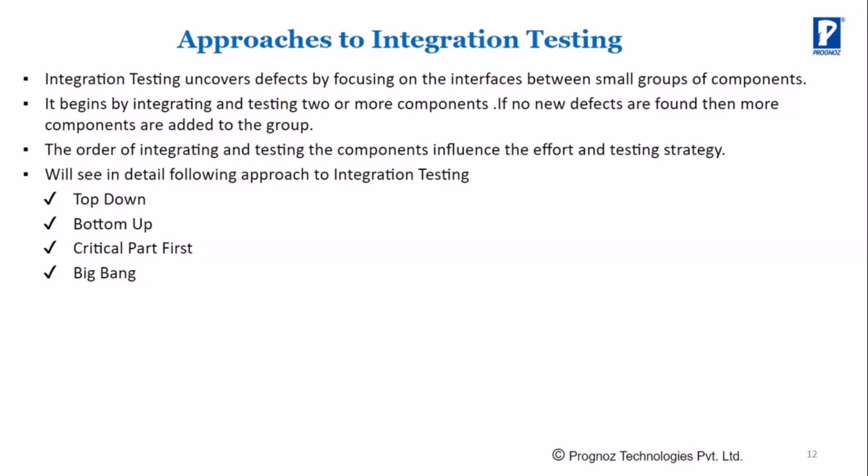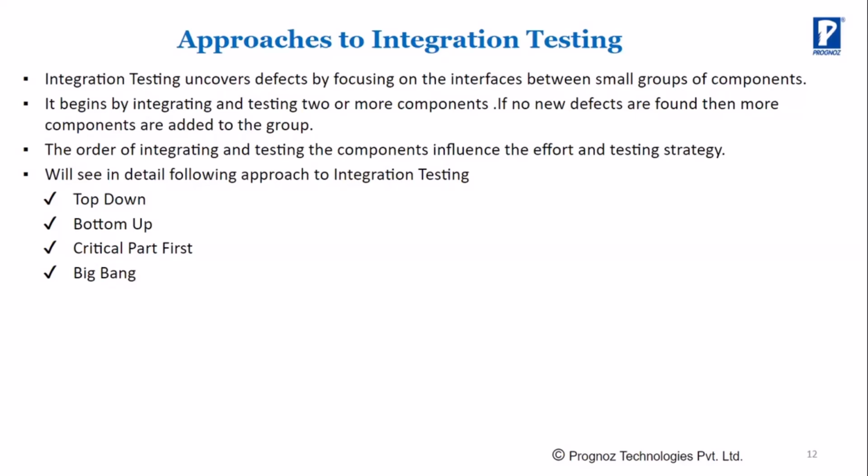So integration testing uncovers defects by focusing on interfaces between small groups of components. मतलब जो हमने components देखे small, so ये components integrate करके test करना है. उसमें जो भी कुछ problems आएंगे वो resolve करने हैं हमें integrate करके. So it begins by integrating and testing 2 or more components. If no new defects are found, then more components are added to the groups. मतलब पहले ये approach के accordingly एक groups लिया जाता है and then it adds more components.